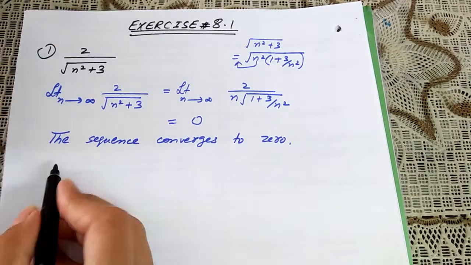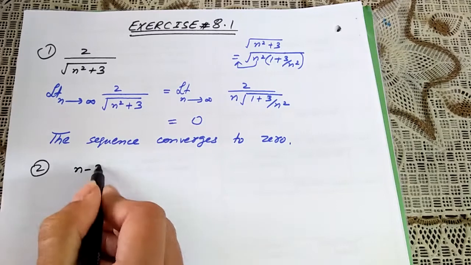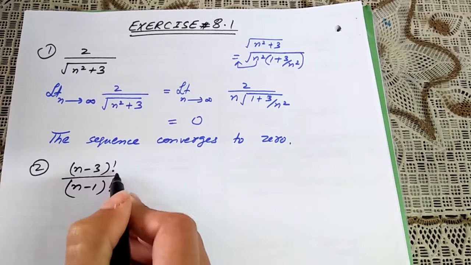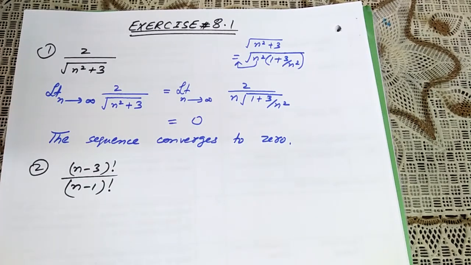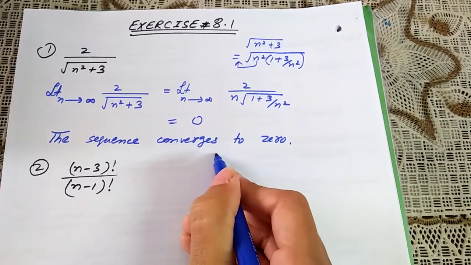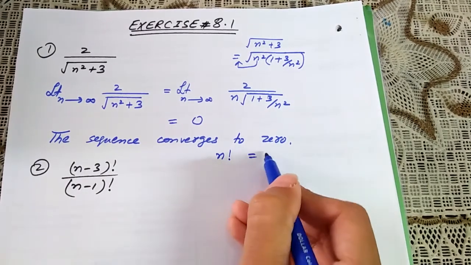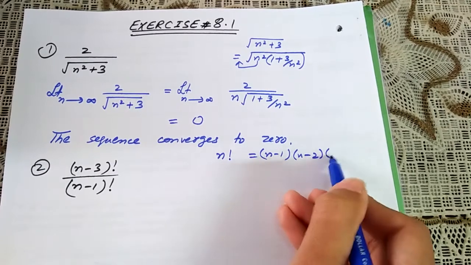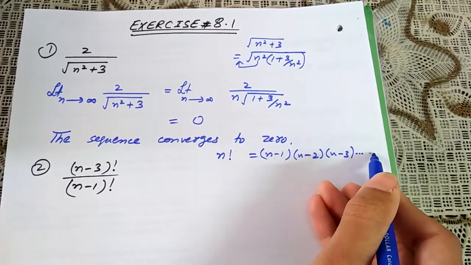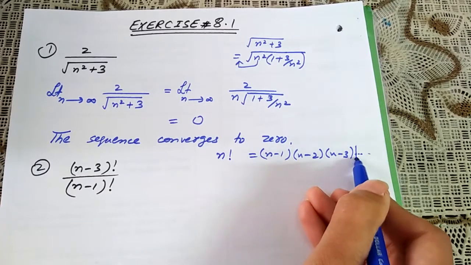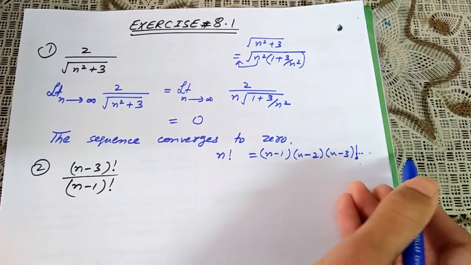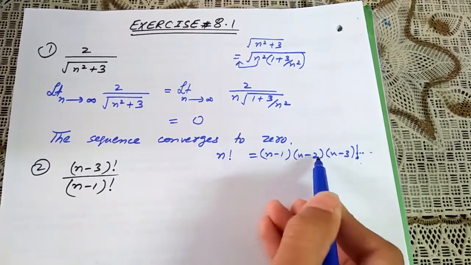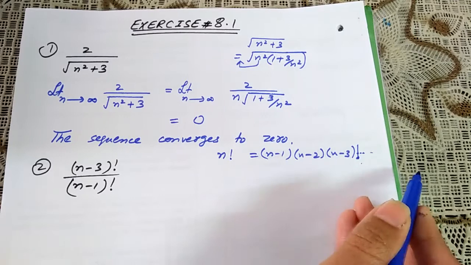Question number 2: n minus 3 factorial over n minus 1 factorial. This is the sign for factorial, and you know how to open factorials. For example, if you have n factorial, you can open it like n into n minus 1 into n minus 2 into n minus 3 and so on. If you finish it here, you will write it as n minus 3 factorial. It means it is just continuing; you keep subtracting 1 in each bracket as you move to the right side.